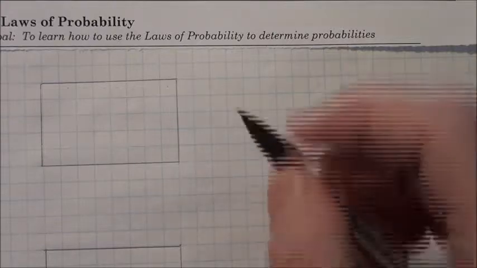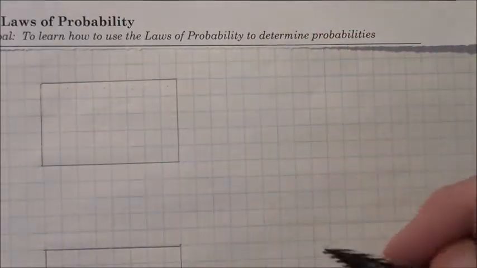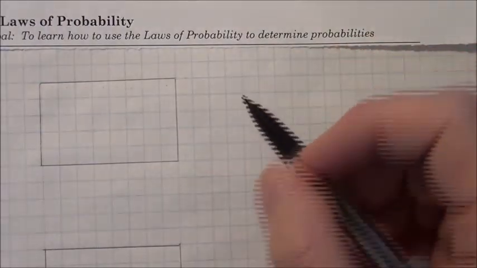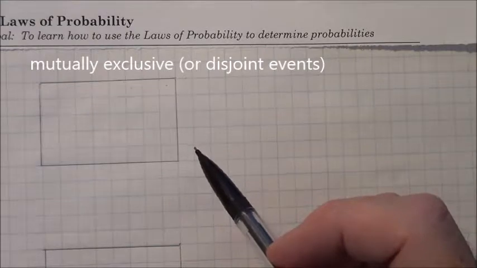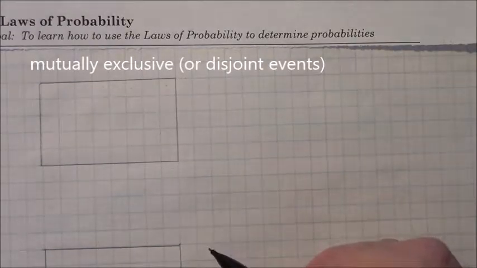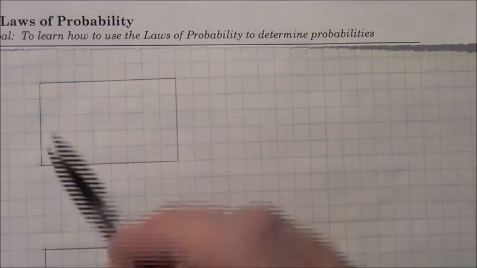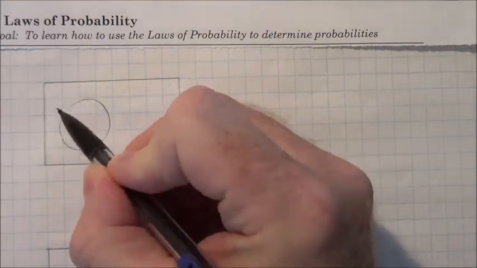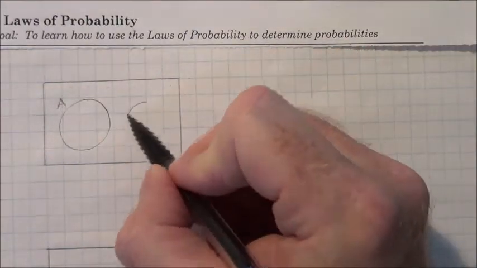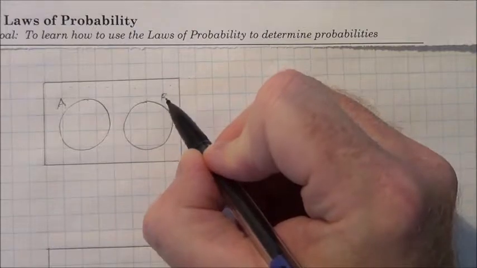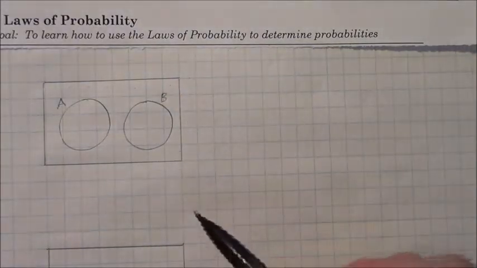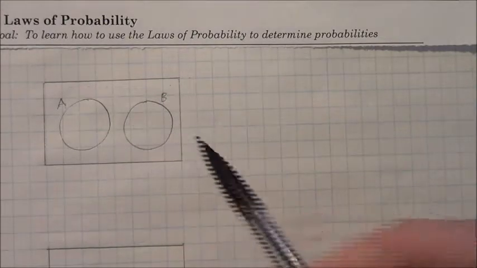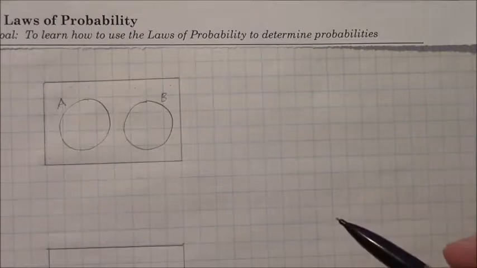So there's a few things. Some different events have different names. So for example, mutually exclusive events or disjoint events have no outcomes in common. If I were to use a Venn diagram for this, I would say that we've got some sort of event A occurring and some sort of event B occurring, and A and B would have no elements in common. So these are events that cannot occur at the same time.